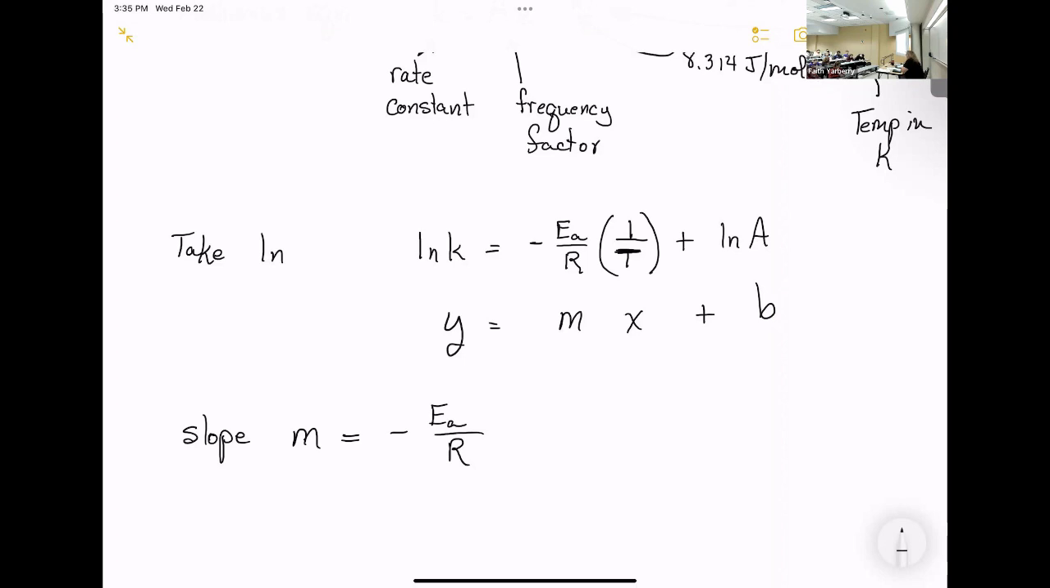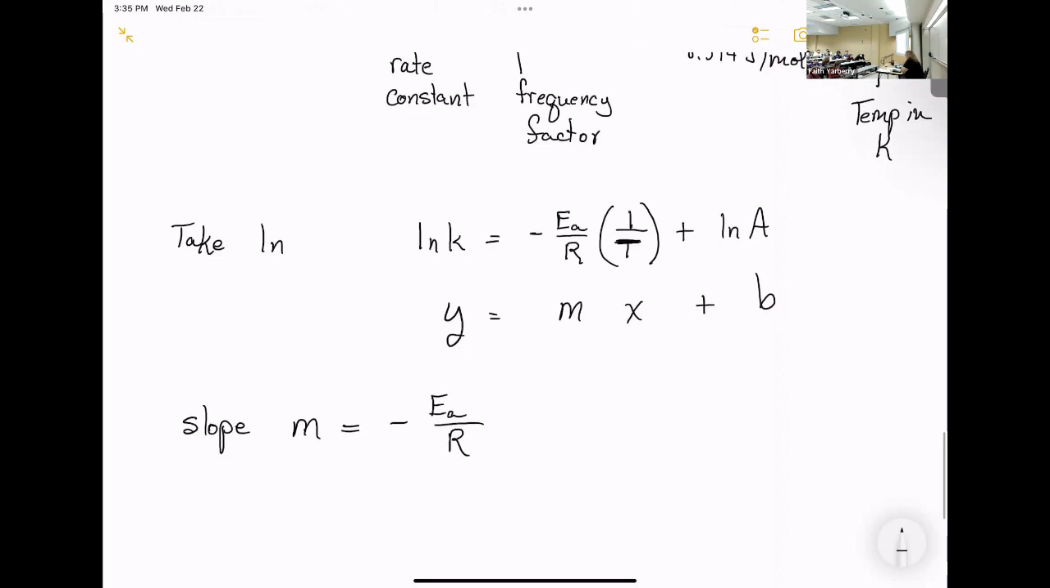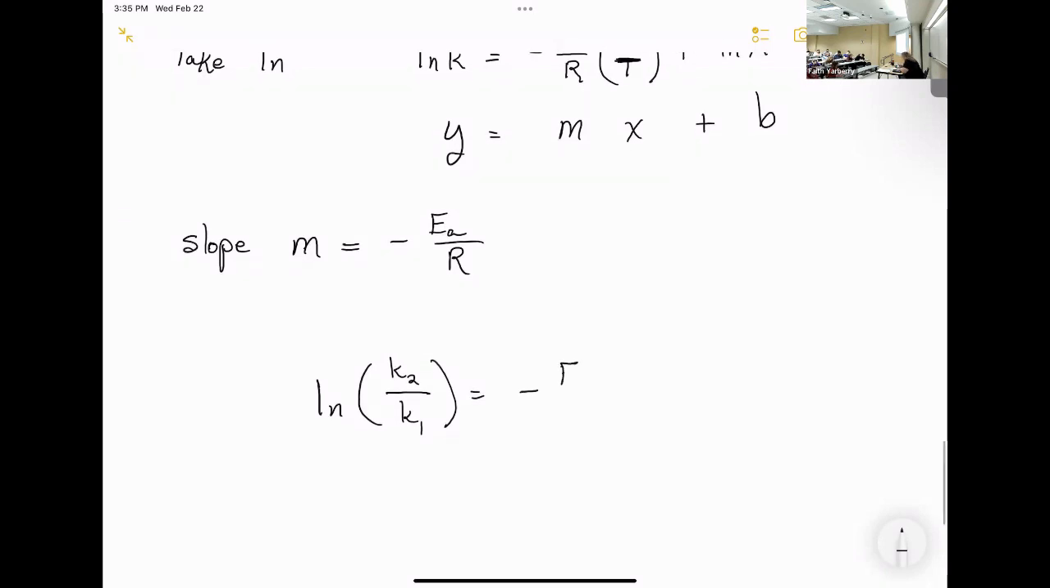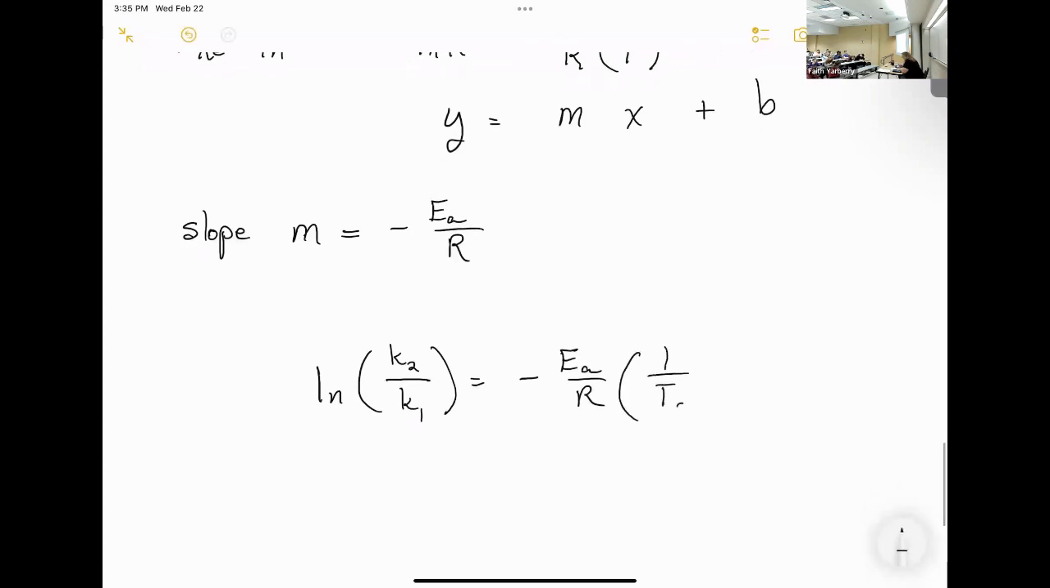Now we can expand this equation that I gave you further, and we get to the equation we're actually going to be using, which is the natural log of K2 over K1 is equal to negative E sub A over R times 1 over T2 minus 1 over T1.